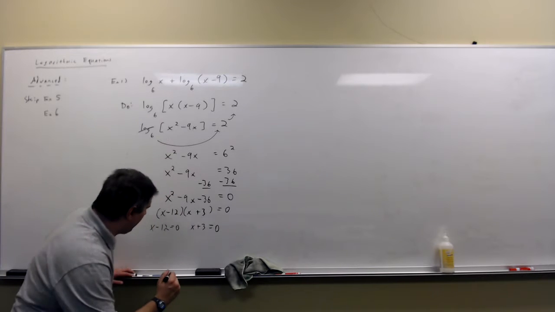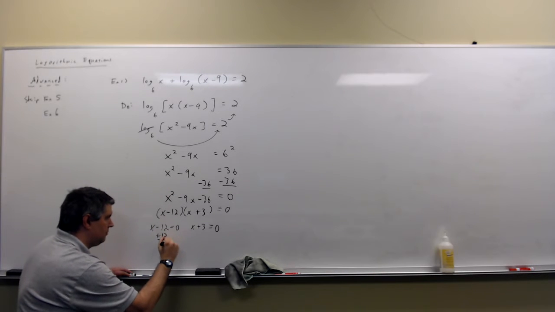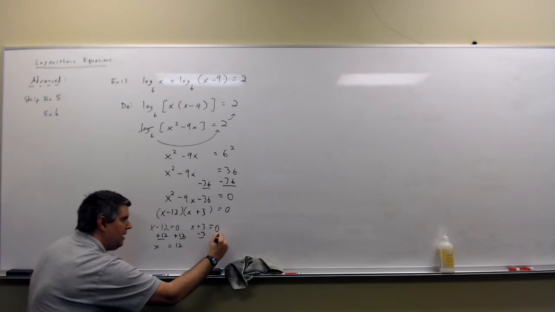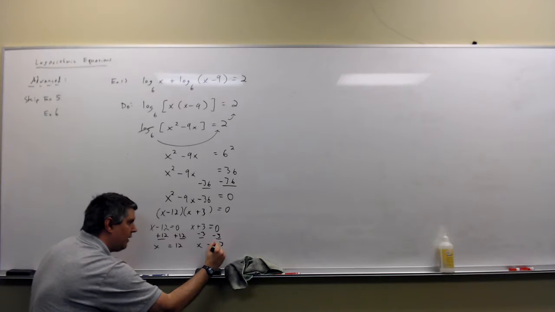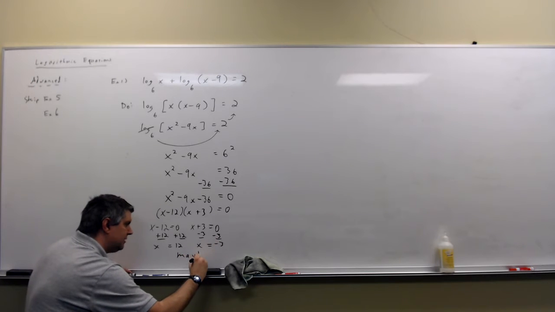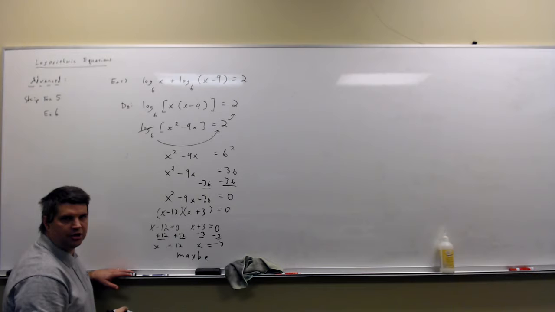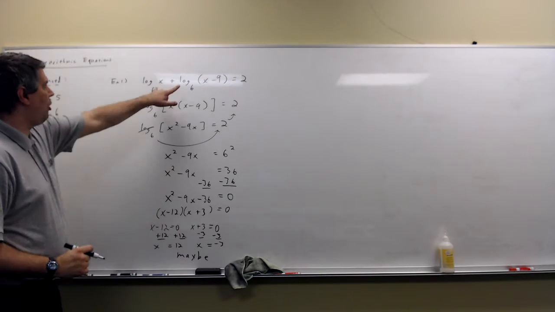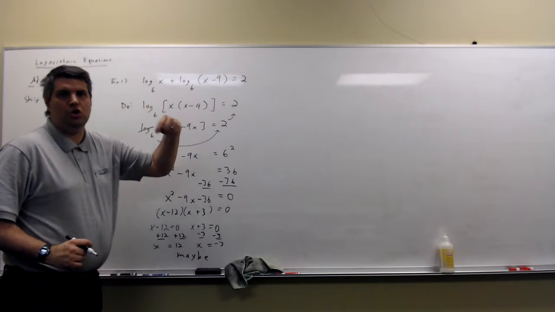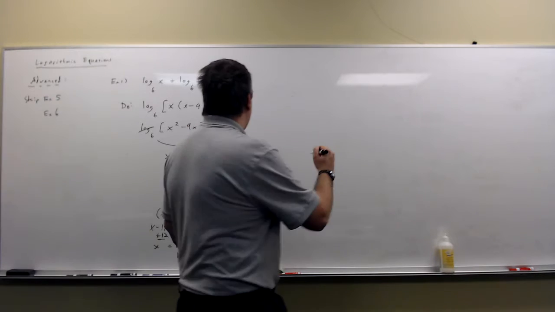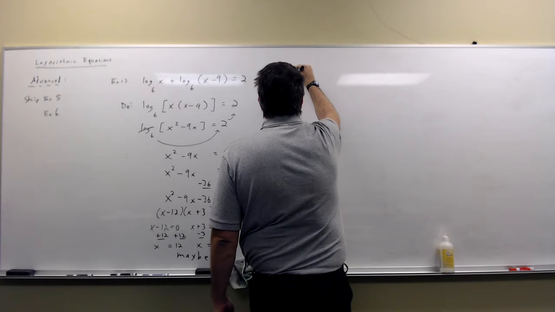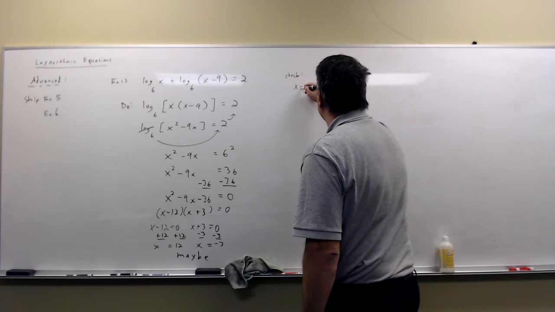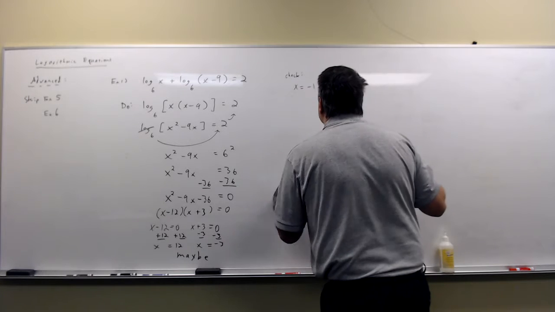So go ahead and add your 12, and x equals 12. Subtract your 3, and x equals negative 3. But both of these are maybes, because there's a good chance that one of them doesn't work. Folks, if you have multiple logarithms and a number, you must check. Okay, you must check your proposed solutions. Check. We'll start with the lower number because it's the one that's least likely to be valid.